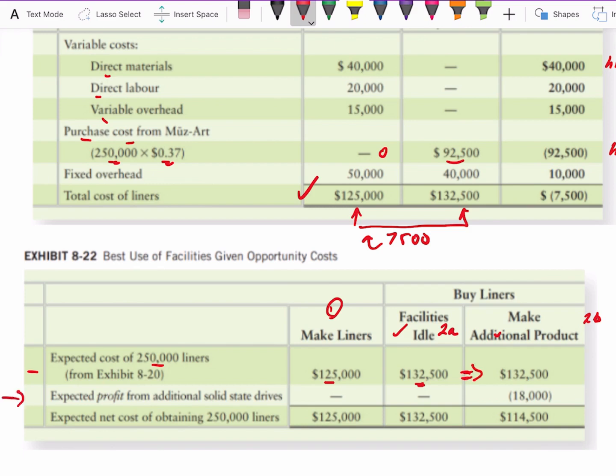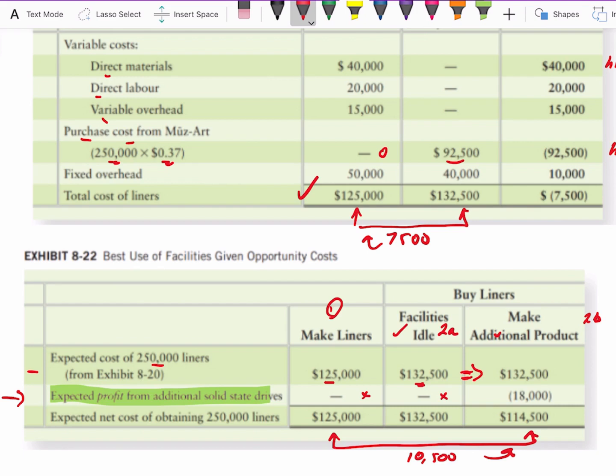So this is the same number. But this line here is new. Here we have an expected profit from making an additional product. Of course, that will not appear under the option to make the liner. It will not appear under the option of buying the liner and leaving the facility idle, but it will appear as an additional profit or a reduction in cost in the column where we would buy the liner and make the additional product. So now we have a different conclusion. We have a difference of $10,500, this time in favor of buying the liners but making the additional product.